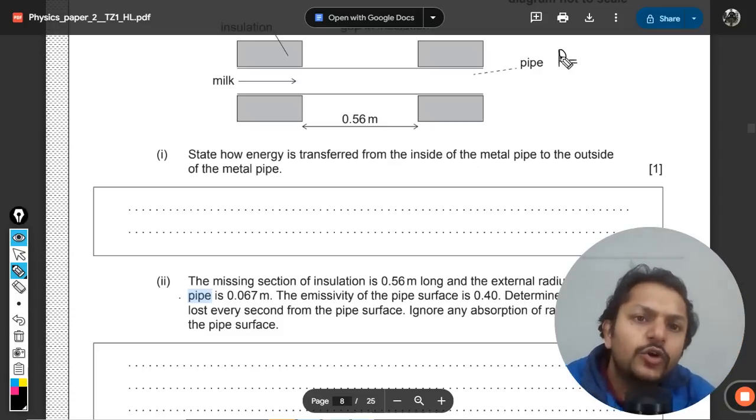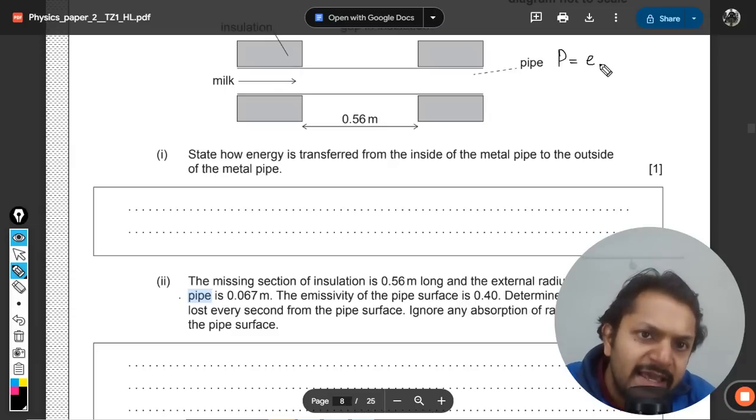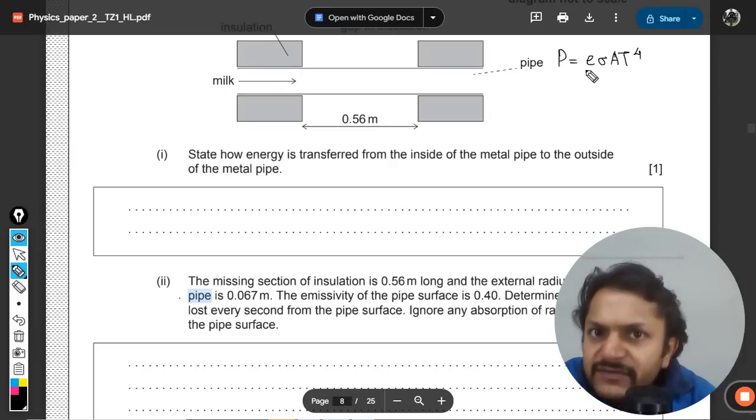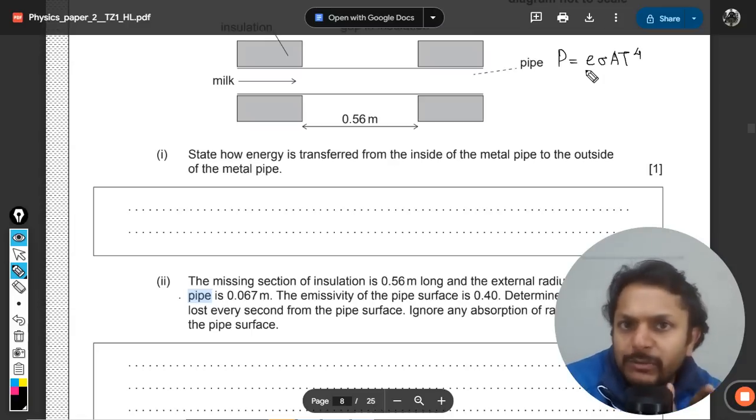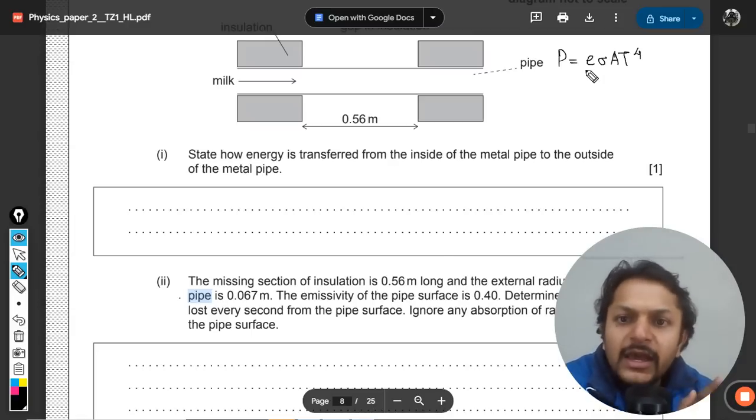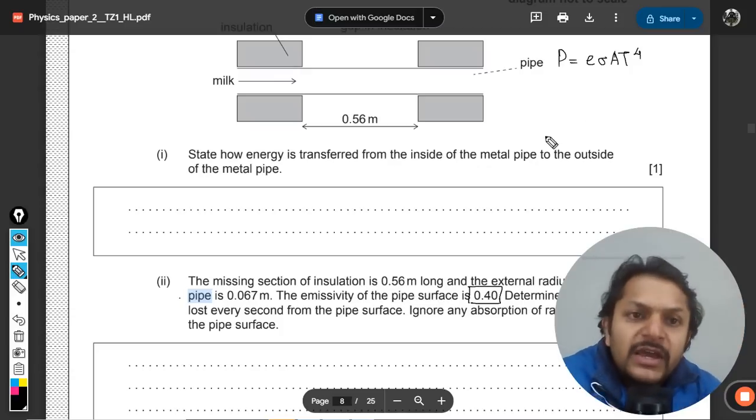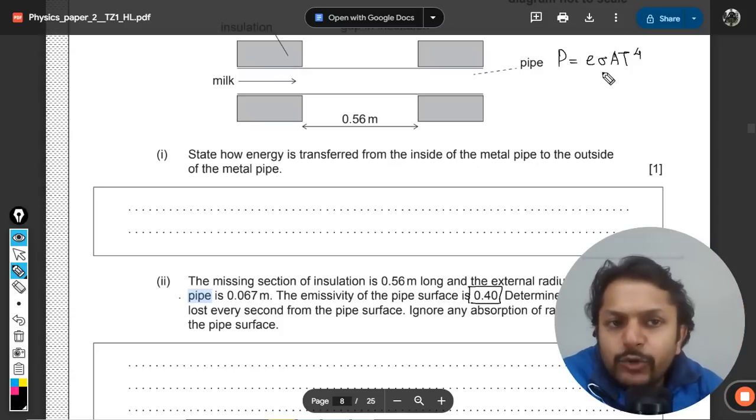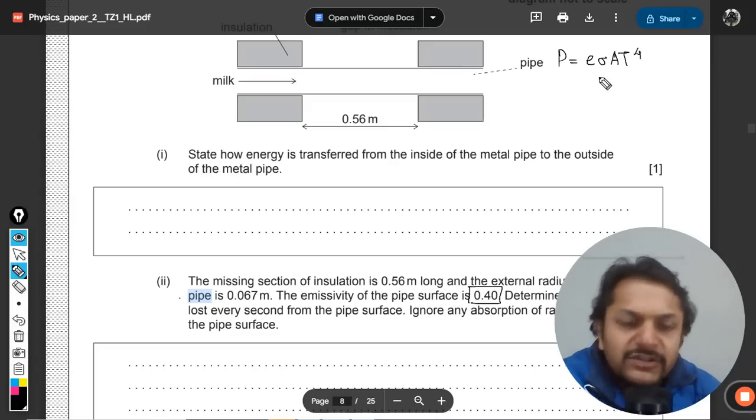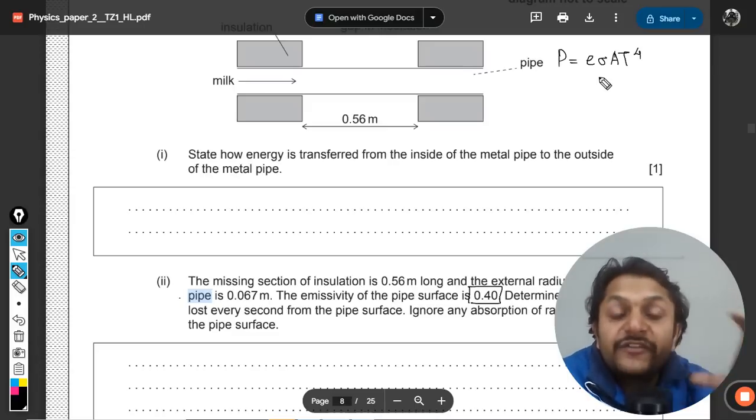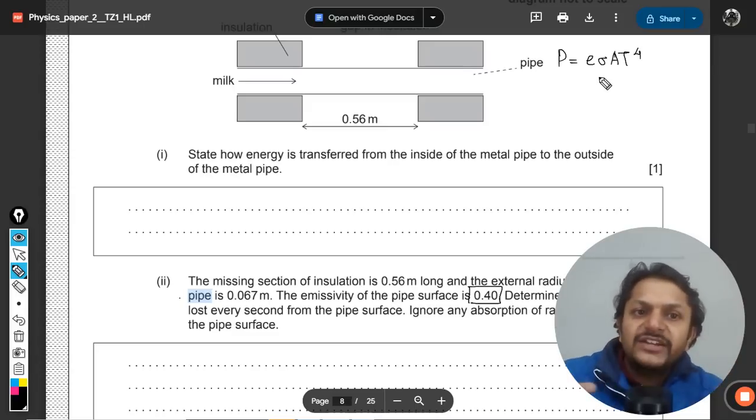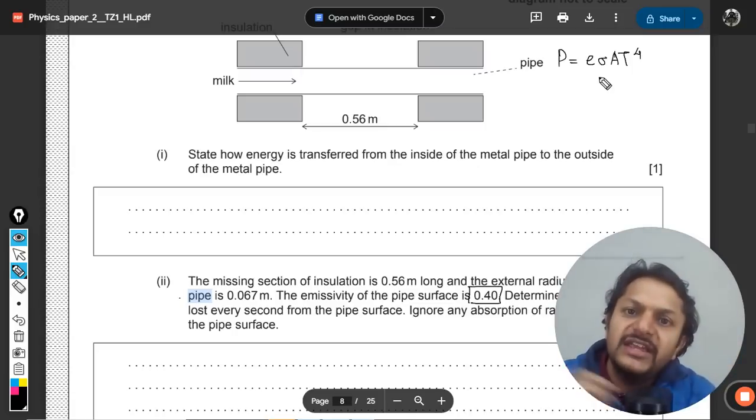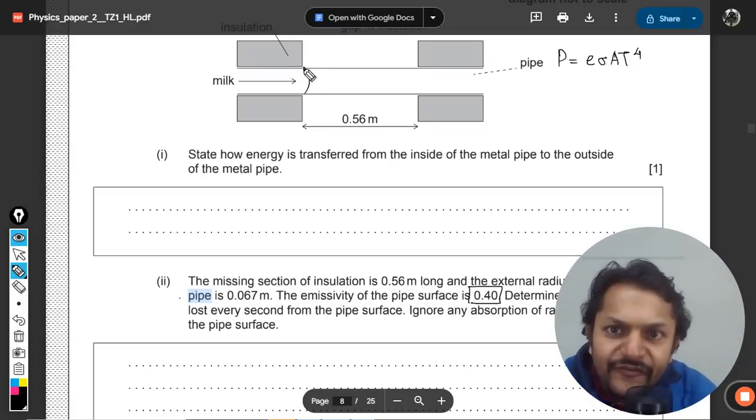So the power is given by E sigma A T raised to power 4, where E is the emissivity. Because we are not talking about a black body, emissivity is not 1, and it is given as 0.4. Clearly, we're talking about a gray body. Sigma is the Stefan-Boltzmann constant, 5.67 times 10 to the power negative 8. A is the surface area of the radiating surface from where the energy is radiated. In this case, it is the surface area of the cylinder.